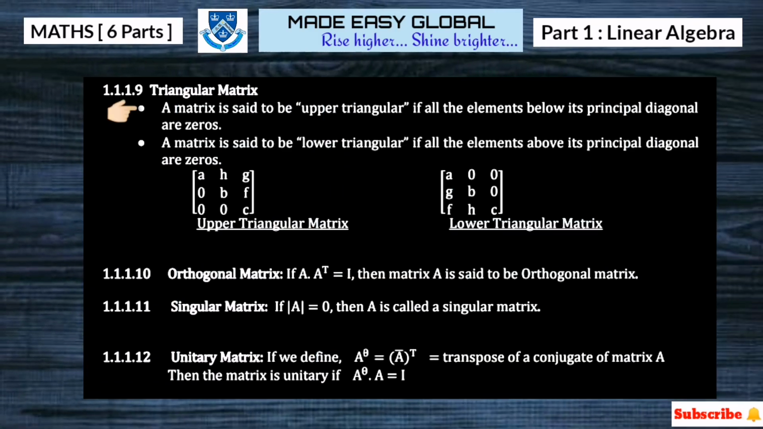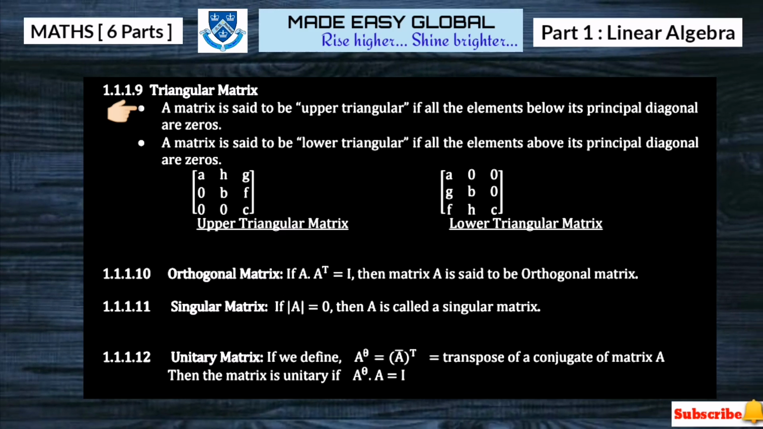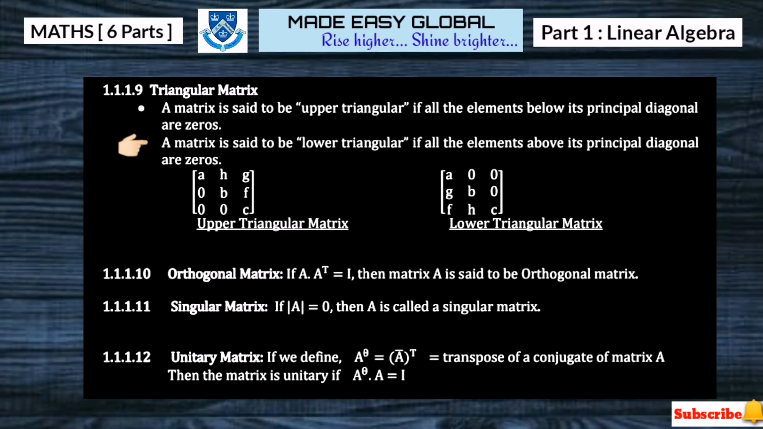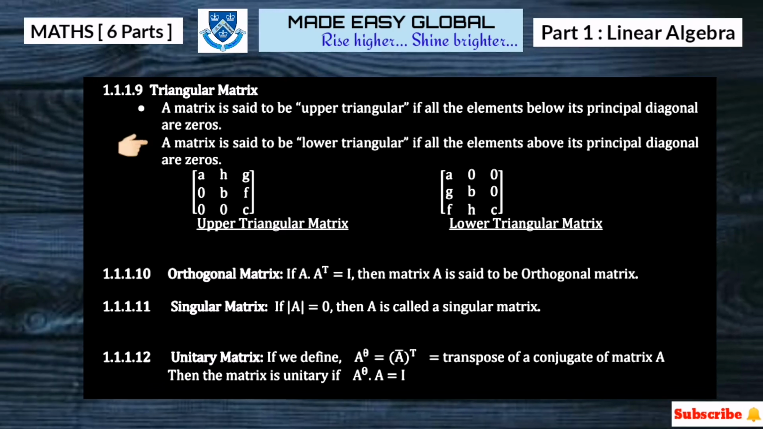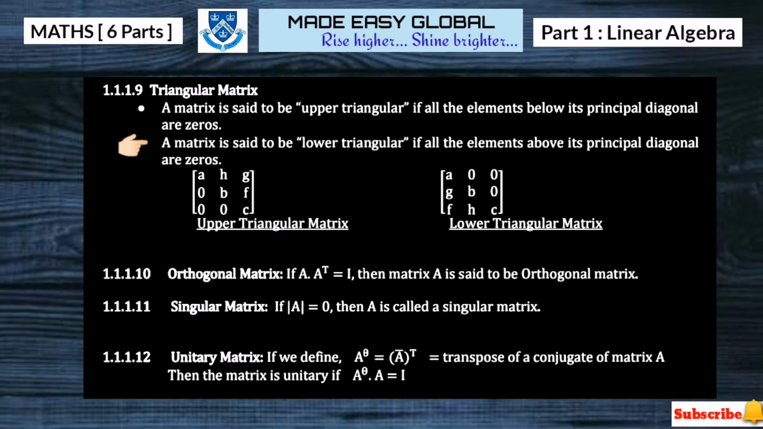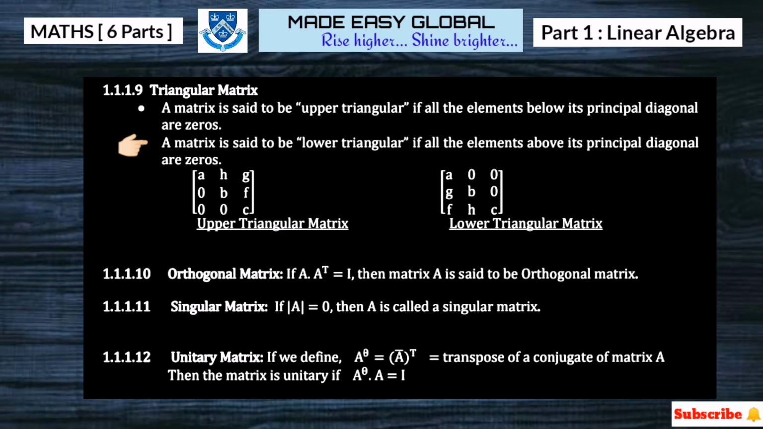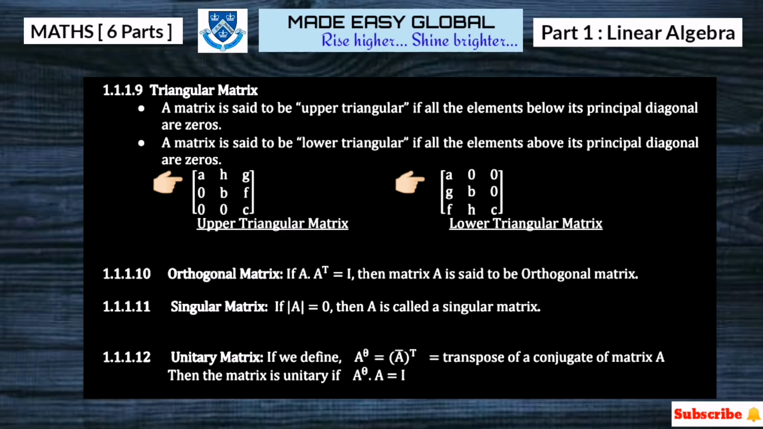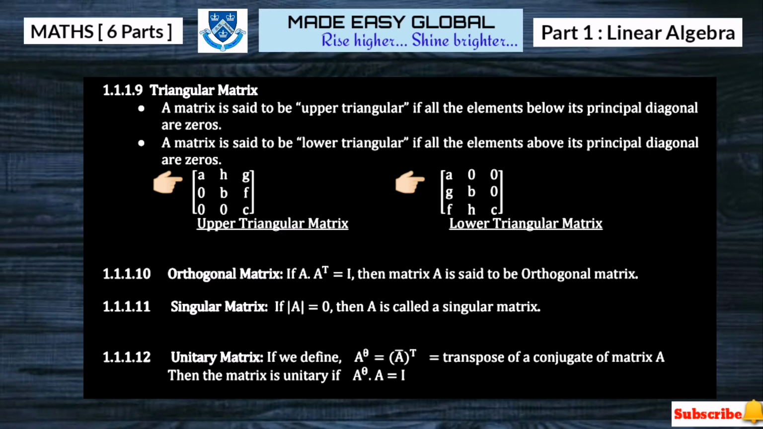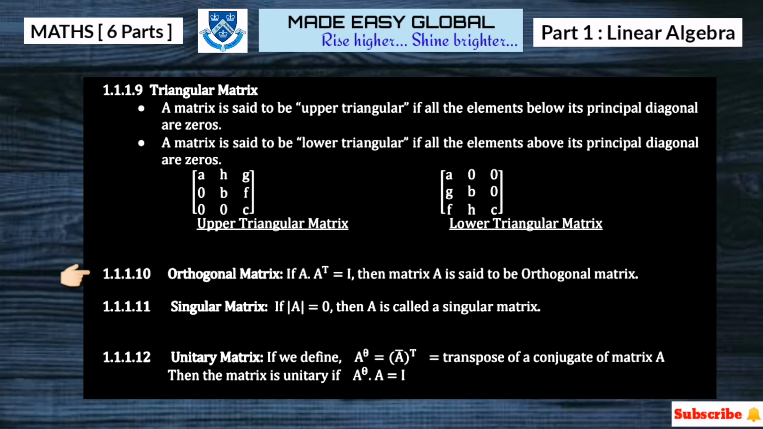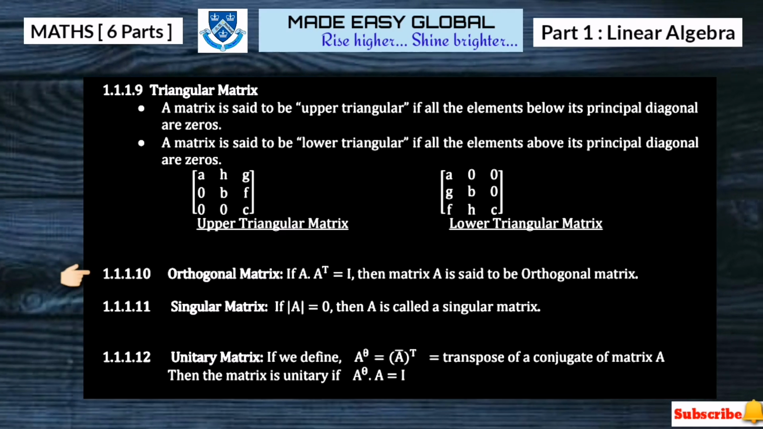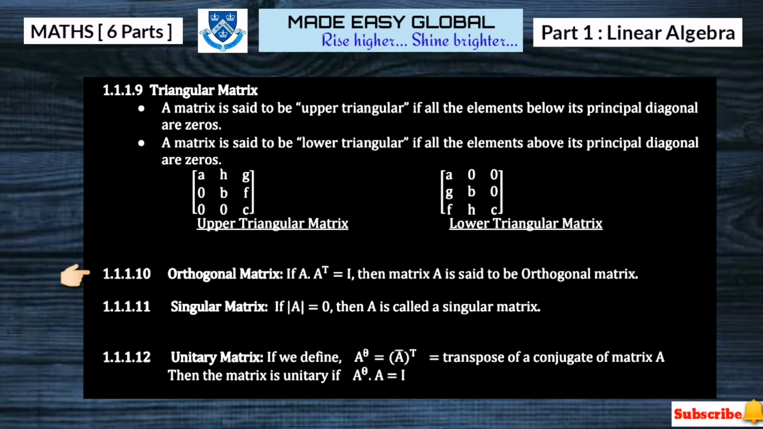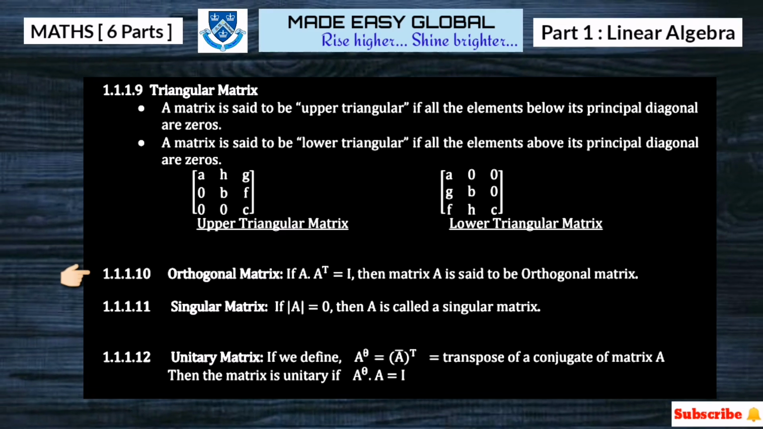A matrix is said to be upper triangular if all the elements below its principal diagonal are 0. And a matrix is said to be lower triangular if all the elements above its principal diagonal are zeros. Here two examples are also given for the upper triangular matrix and the lower triangular matrix. Then the next one is the orthogonal matrix. If A into A transpose is equal to the identity matrix, then the matrix A is said to be orthogonal.